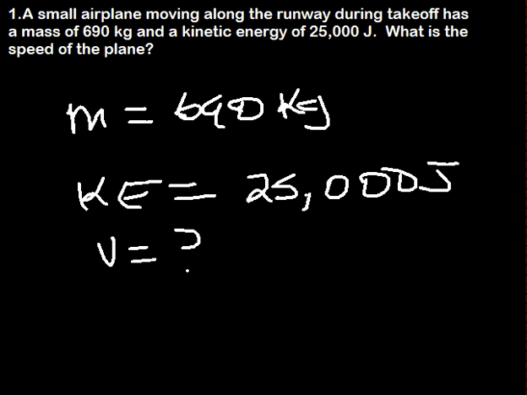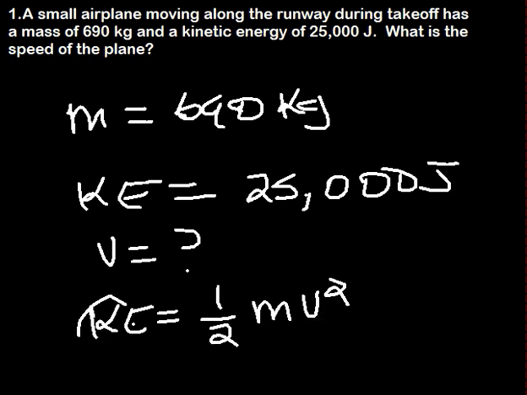In this case, we're going to use the formula for the kinetic energy. So the kinetic energy is equal to half mv squared. Substitute the kinetic energy and the mass to solve for the speed of the object. Try to work that out on your own.